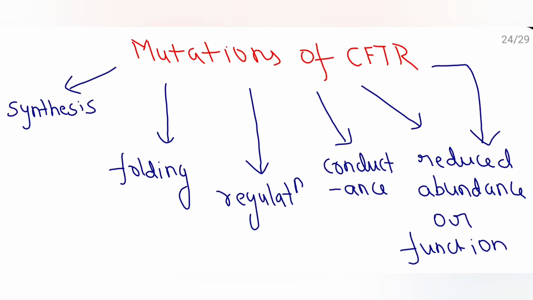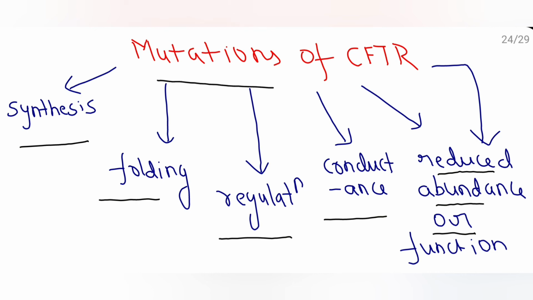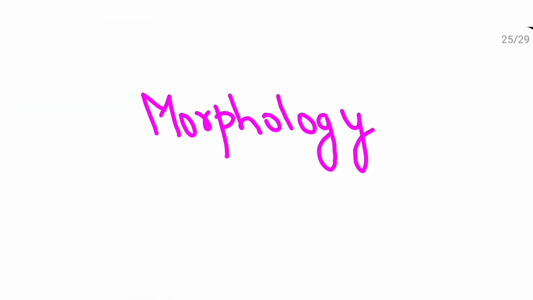Mutations occur in the CFTR gene. There is defective protein synthesis, abnormal protein folding, defective regulation in the gene, decreased conductance of the gene, or reduced abundance or altered function in regulation of the ion channel. These are the mutations of the CFTR gene. Now, because of all this, we know the pathogenesis, we know the clinical features.